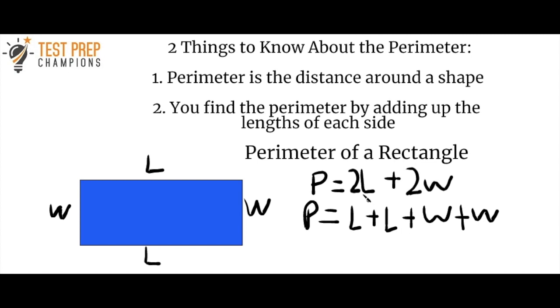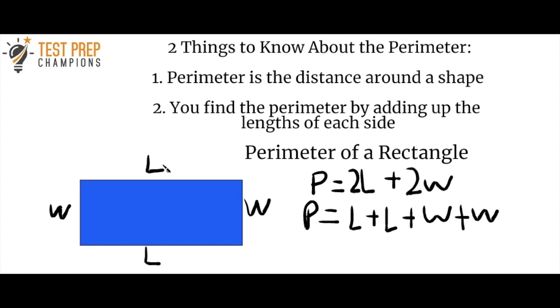And now, of course, as always, you can just simply add up all of the sides. So if you use the second formula, all you do is L plus W plus W. So you're just adding them all up. Now, again, these formulas are really the same exact thing. They're just written a little bit differently.